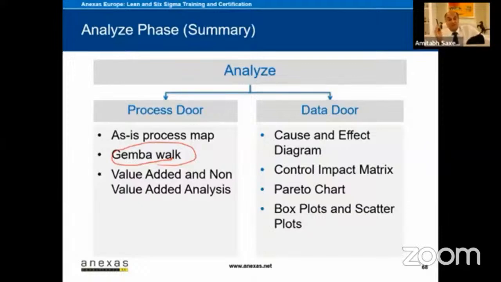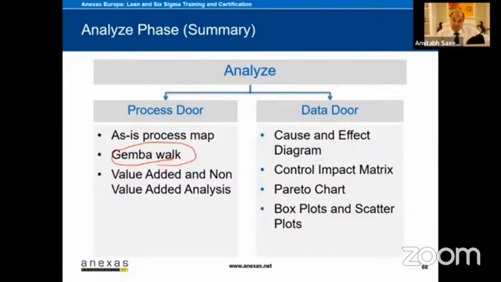List down all the non-value-added steps. And if you reduce them, half of your problem is solved. Waiting time, inventory, all this transportation. So many things are there. You will take an action and reduce. That is one way of doing it.